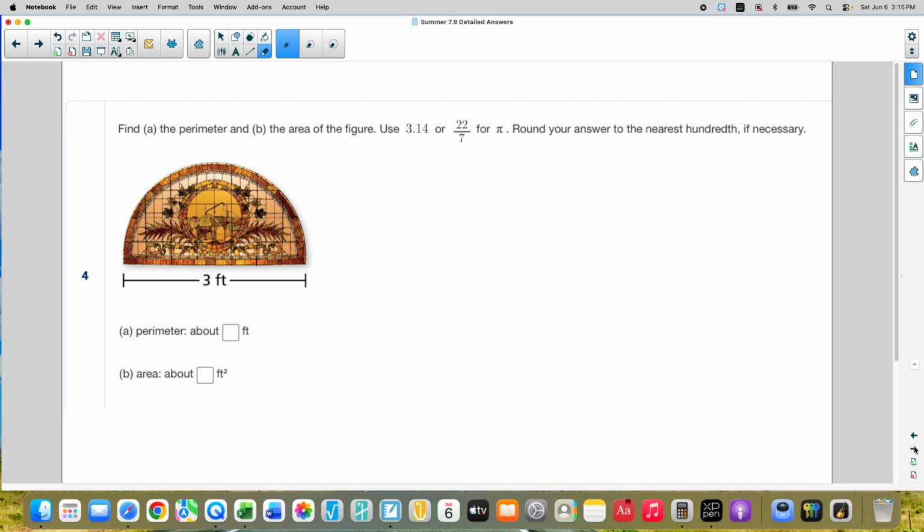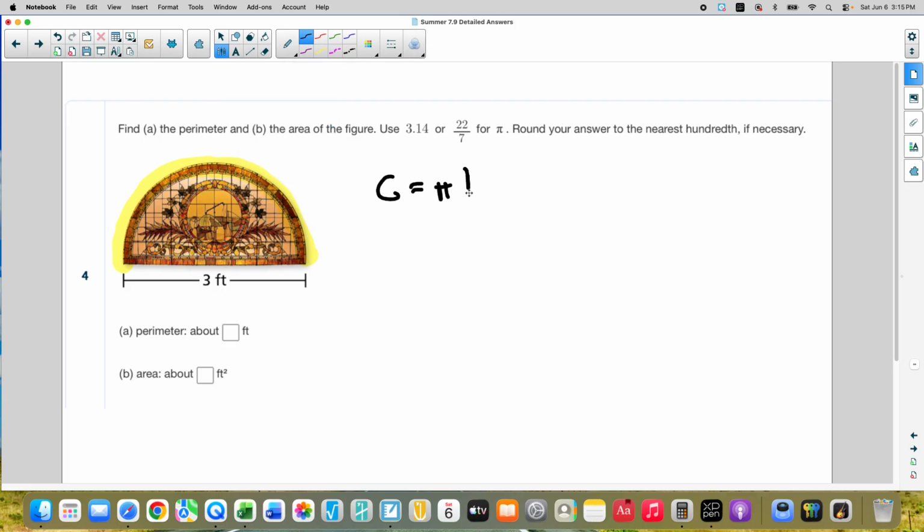Find the perimeter. Oh, I like this question. This one's tricky. And the area of the figure. All right. So the area is going to be easier, but the perimeter. The reason they say perimeter is we need the distance around the circle, but it's only half of the circle. So we need half of the distance around a circle with a radius of, oh, well, actually we can do circumference.